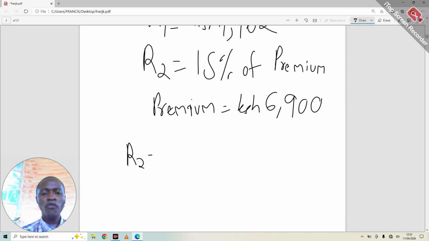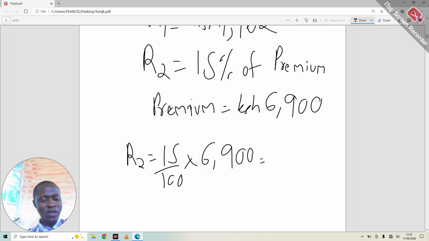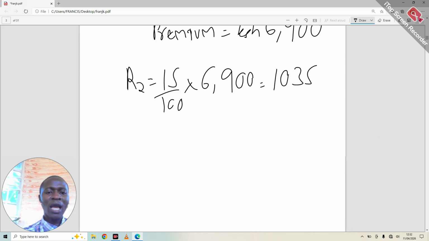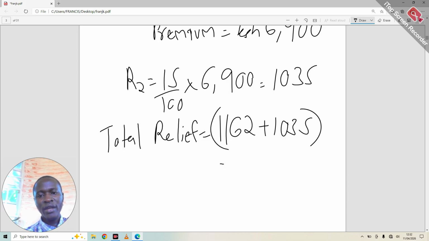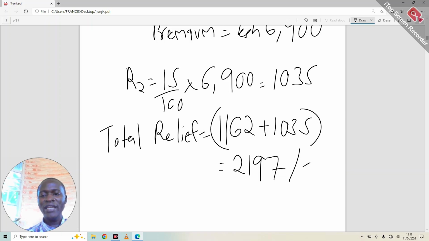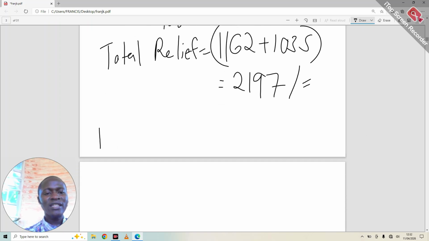So our relief 2 in terms of amount will be 15 over 100 multiplied by the premium, 6,900. That gives us 1035. So our total relief will be equal to 1162 plus 1035, giving us a total of 2197 Kenyan shillings.